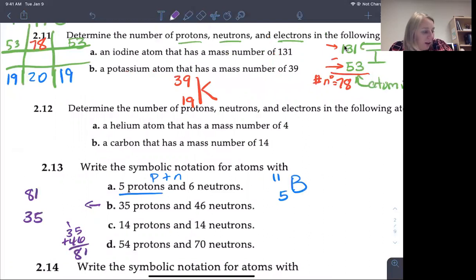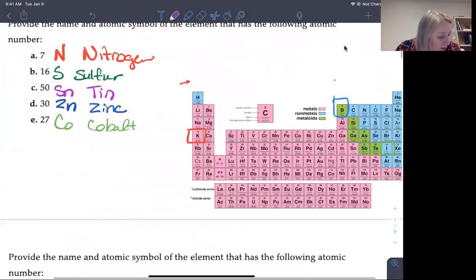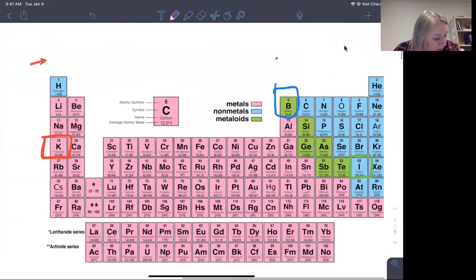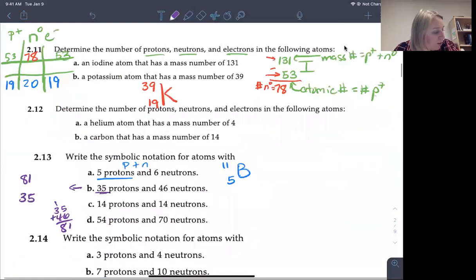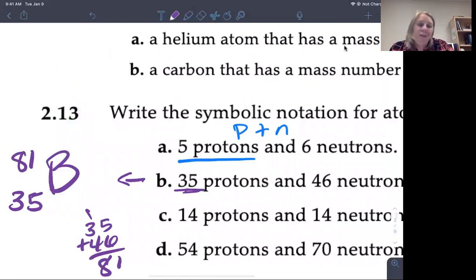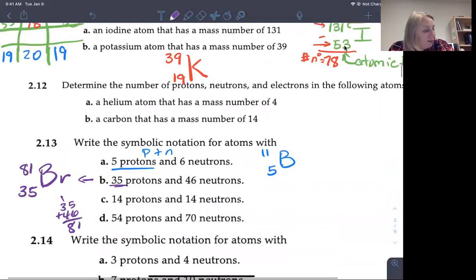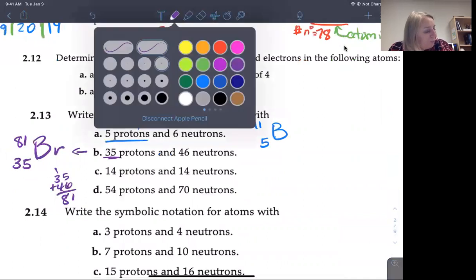And that element has 35 protons. So I'm going to go up here and I'm going to look and I'm going to find 35 protons. It is bromine, Br. So I can do this and I do Br. Okay, that's my notation. All right, let's see. We got a few more.